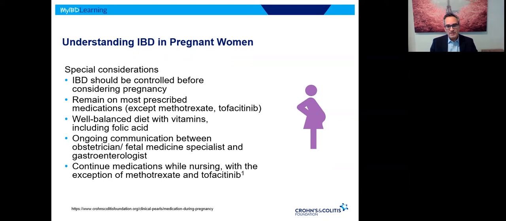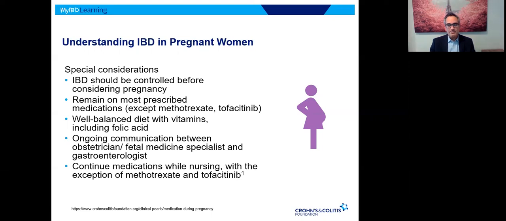Most medications, with the exception perhaps of methotrexate or tofacitinib, appear safe when used at the lowest effective dose during pregnancy. So pregnant women should discontinue methotrexate and tofacitinib, and your doctor will guide you on that, but should otherwise continue therapy. All pregnant women, including those with inflammatory bowel disease, should eat a well-balanced diet and also remain on any vitamins that they were on prior to becoming pregnant. These include folic acid, which is particularly important when taking sulfasalazine, but in addition, it's also necessary during pregnancy.